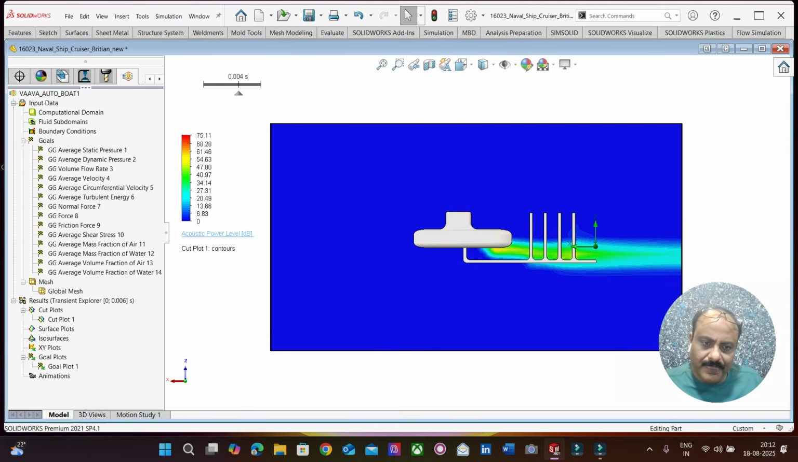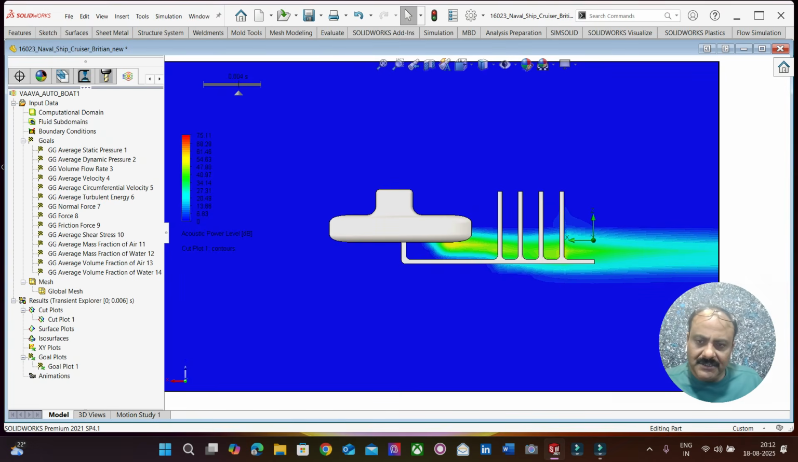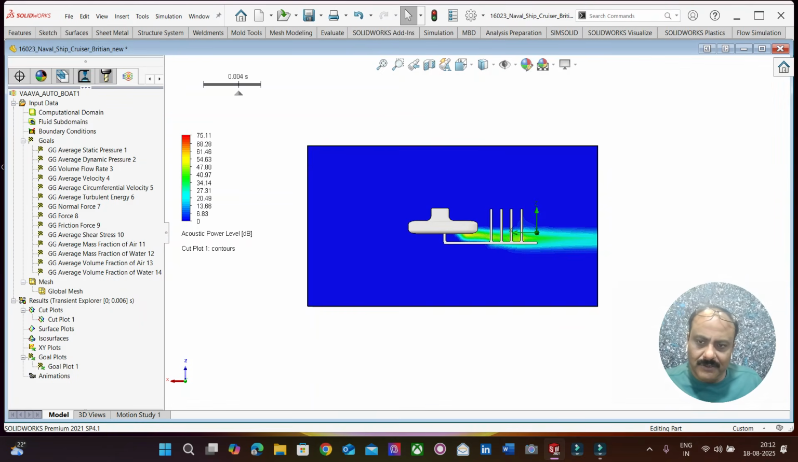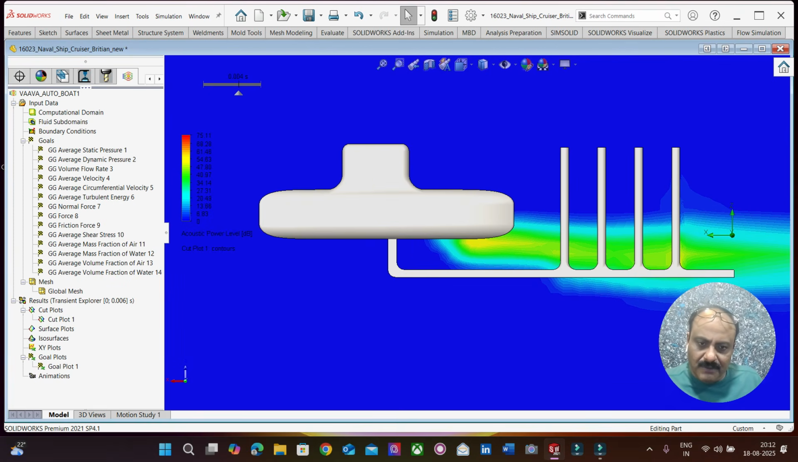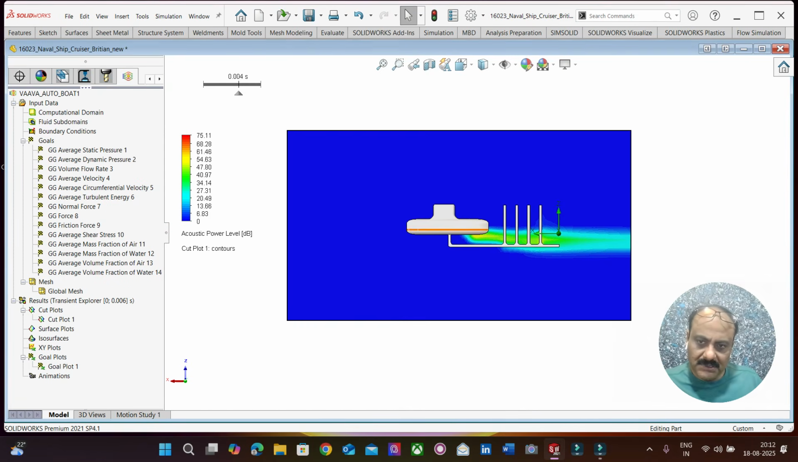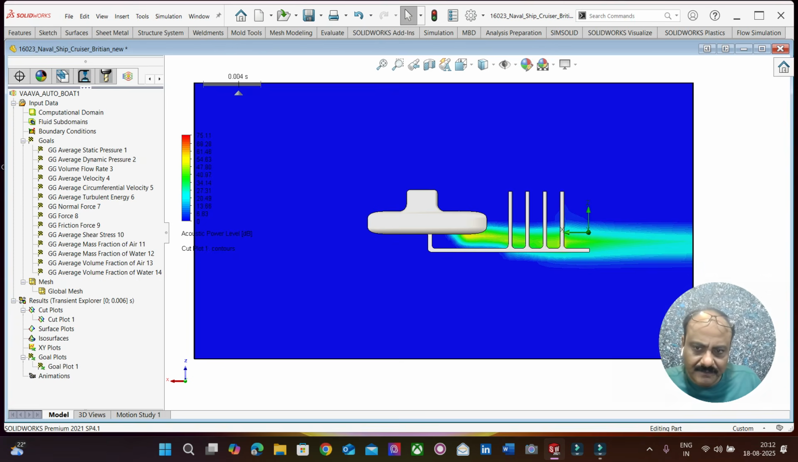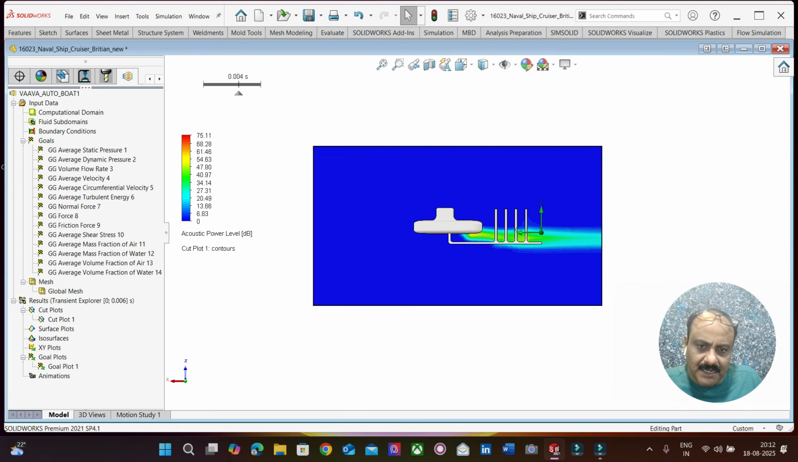Okay, so we will find that there are zones which have about 75 decibels. Some regions are showing 75 decibels, some showing 68 decibels, etc. And all the other regions are noiseless.